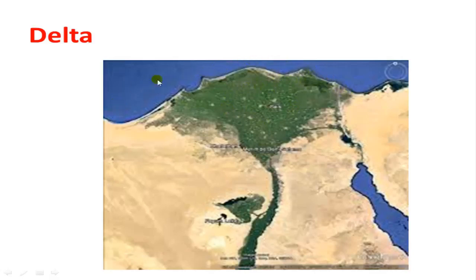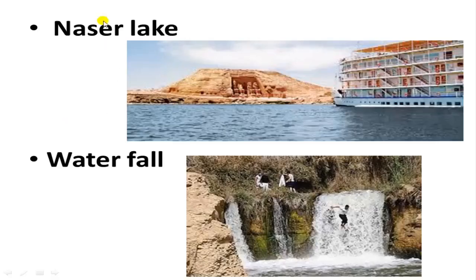North coast. This area, the north coast. Nasser Lake, a lake in Egypt. Waterfall, this is the waterfall. Sea.